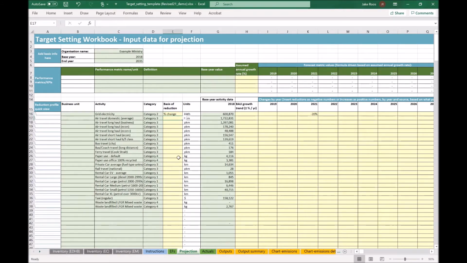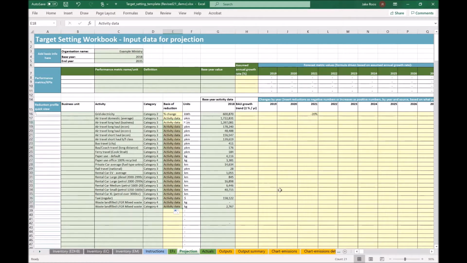So that's that. Before the graphs will populate, you have to choose something for all of these. So I'll just put activity data in there. You can change it whenever you like. And then we have the BAU growth trend.